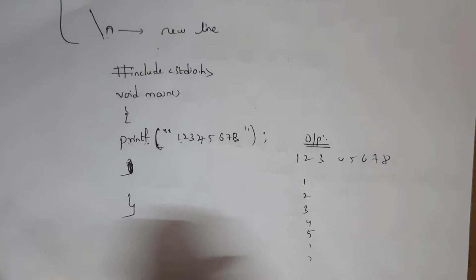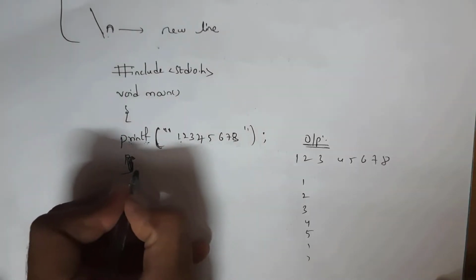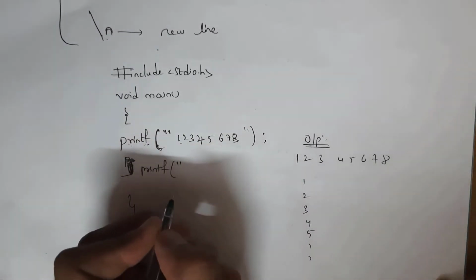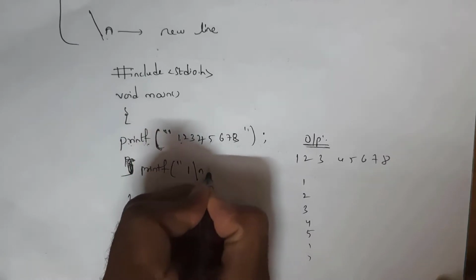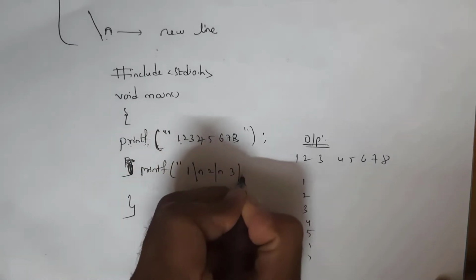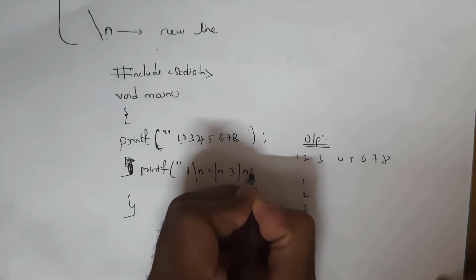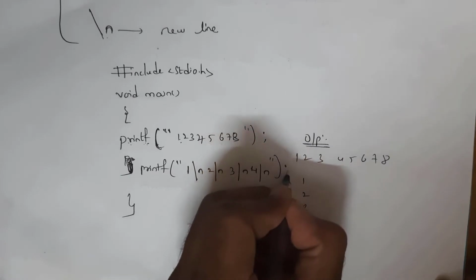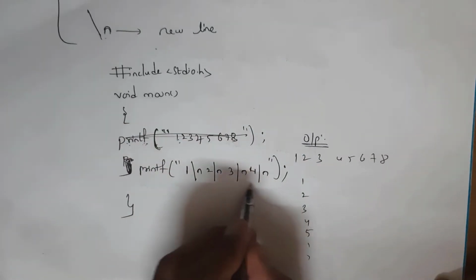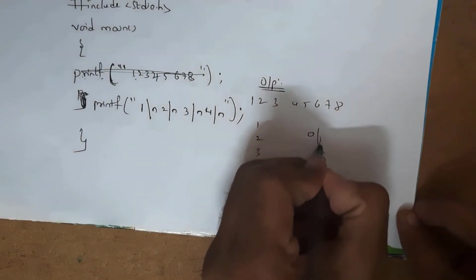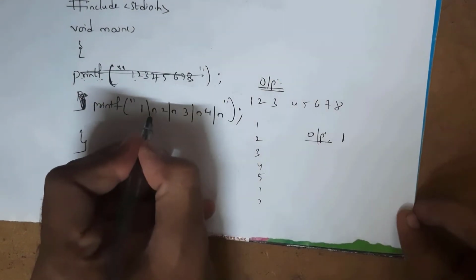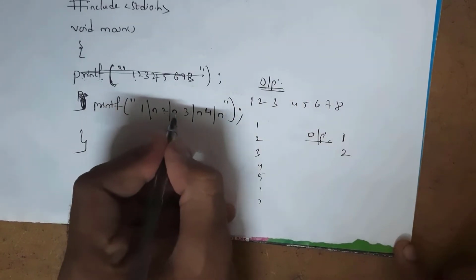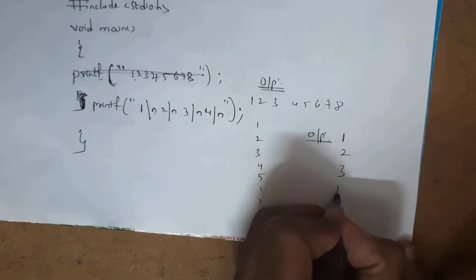That is \n, where \n stands for new line. So I want to print numbers from 1 to 5. I wrote here printf, open bracket, inside double quotations I am writing 1 \n, 2 \n, 3 \n, 4 \n. Close double quotations, close bracket and give semicolon. Whenever you write like this, you will get output as 1, and since \n stands for new line, 2 will be printed on the next line. After the \n, 3 will be printed on the next line. After that 4. This is my output.